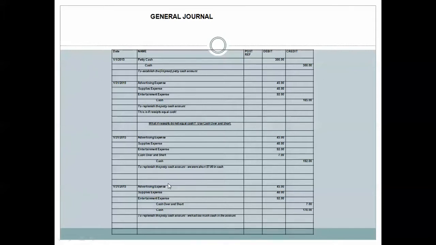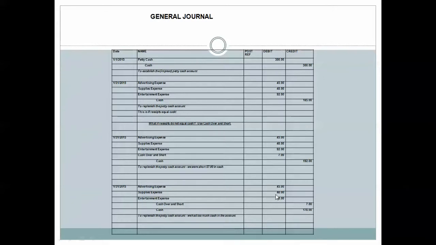If we go to the next example, in this case we went to the petty cash account, and we saw that in the box there was actually $122, and we had $185 in receipts. 122 plus 185 is actually equal to $307. So we've got $7 too much in the box. So what do we do? Well, we only need $178 to replenish the box, and we're going to go ahead and credit that extra $7 to cash over and short, the amount of cash that we had over in the petty cash box.